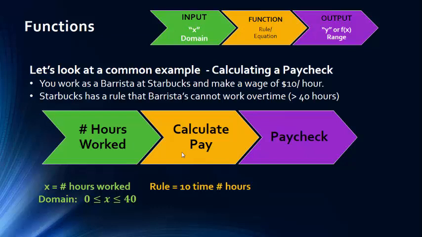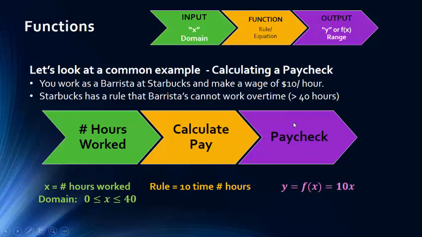Our rule is 10 times the number of hours, or as we'll see here, y, which again is the same thing as f of x. f of x is just saying a function with x as the input. This is just notation that you need to know for this course and going forward. f of x just means the same thing as y, and this would equal 10x. This is giving our rule and our output.